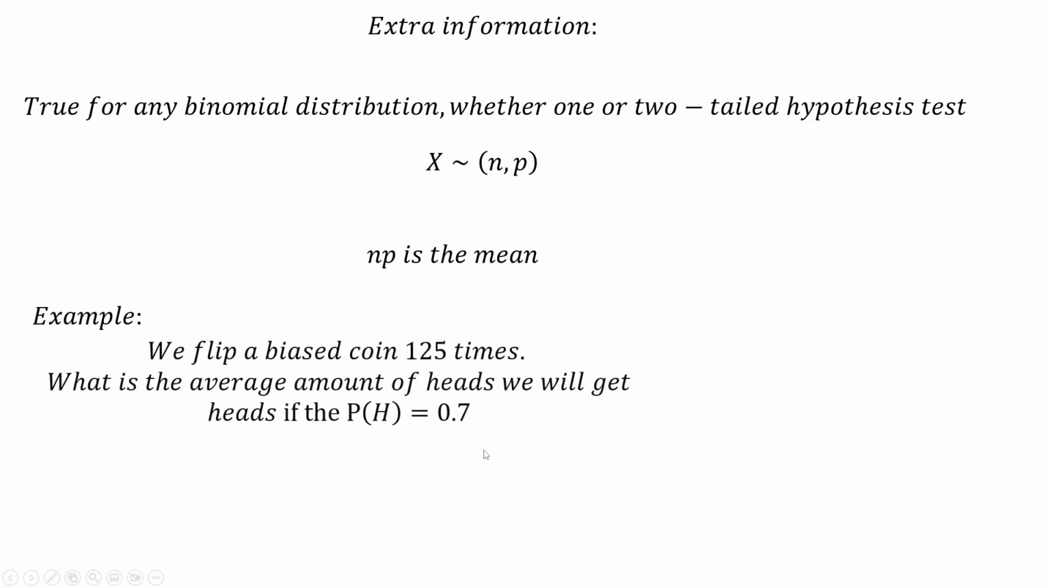Okay, another example. Let's say we flip a biased coin 125 times. What's the average amount of heads we will get if the probability of heads is 0.7? So there's 125 trials. The probability of getting heads is 0.7. So the average amount of heads we expect to get is 125 times 0.7, which is 87.5. Depending on the context, you can round this or not. I've just rounded here.